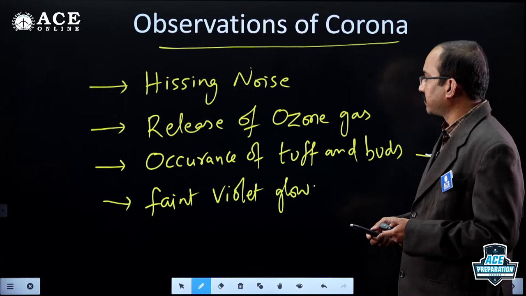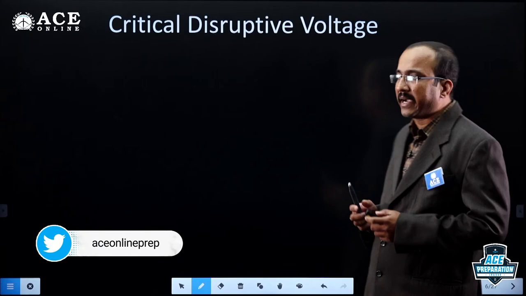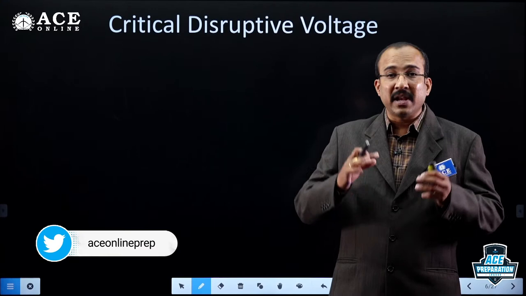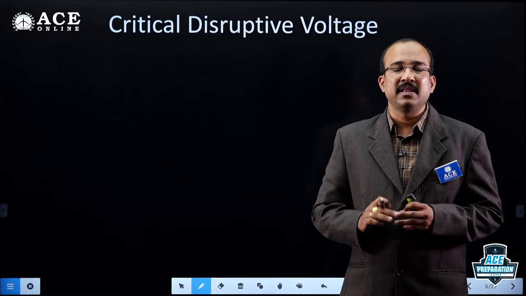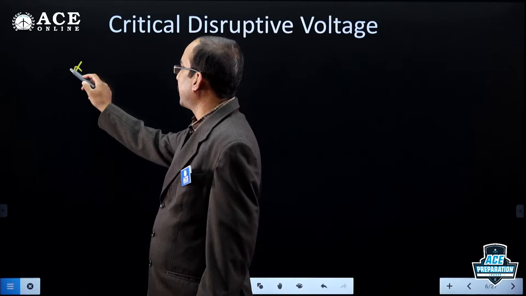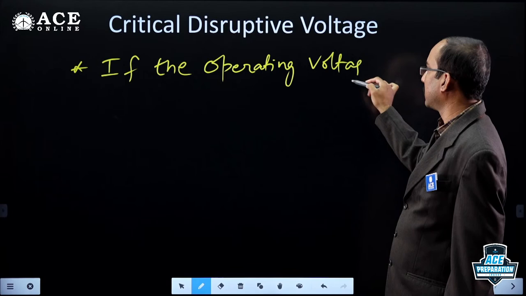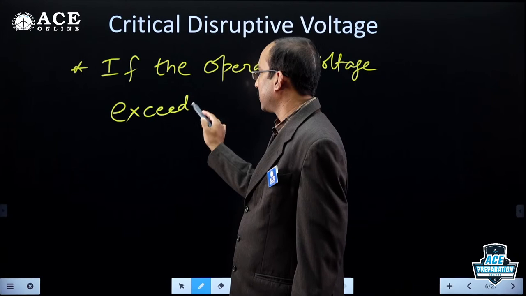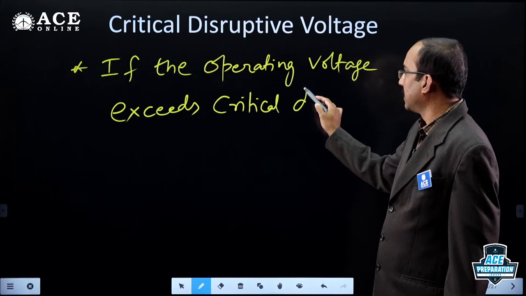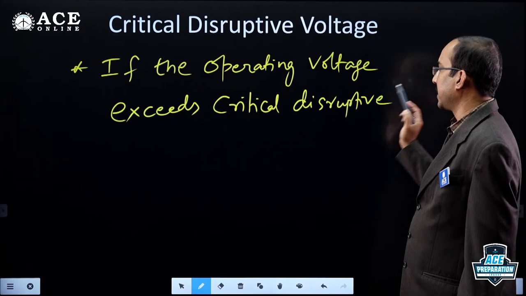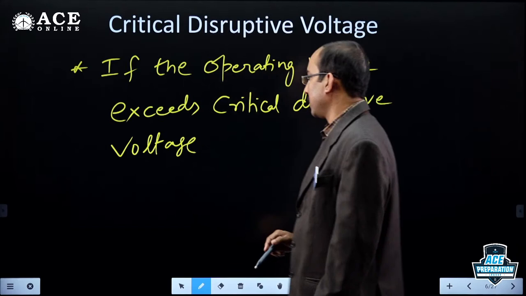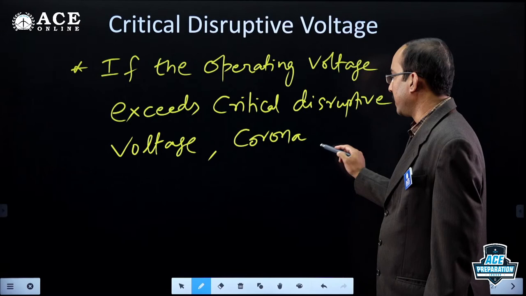Now, moving to the next. What do you mean by critical disruptive voltage, sir? Whenever the operating voltage exceeds this critical disruptive voltage, then only the corona will initiate. So if the operating voltage exceeds the critical disruptive voltage, corona will initiate.